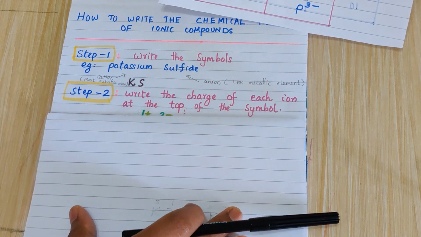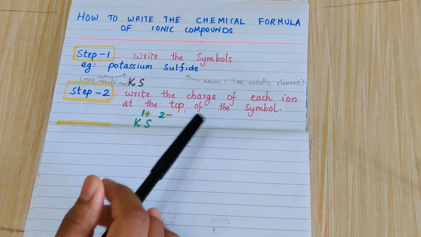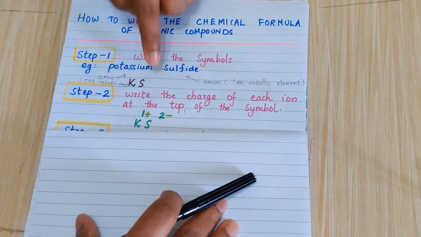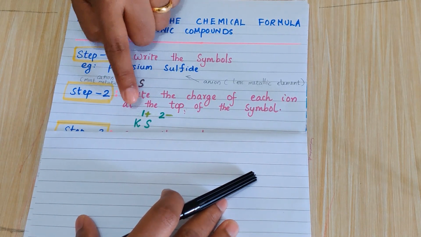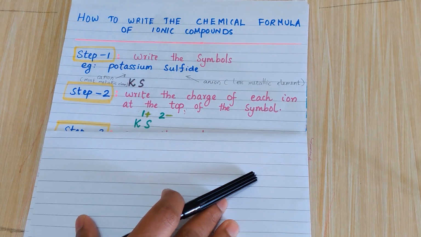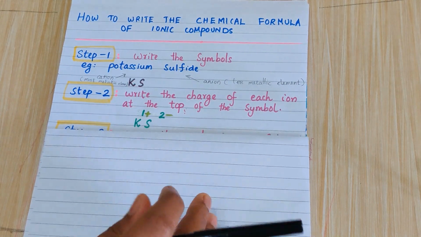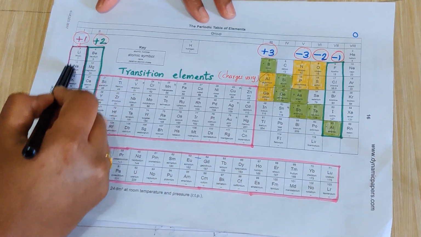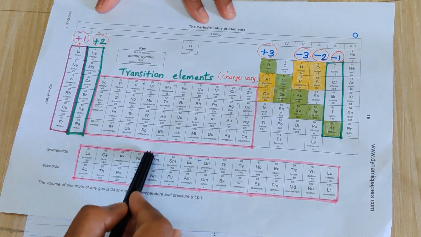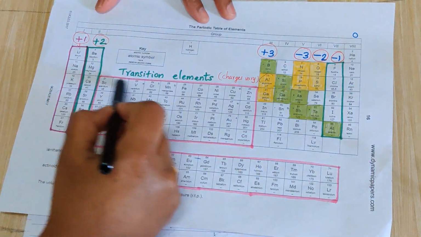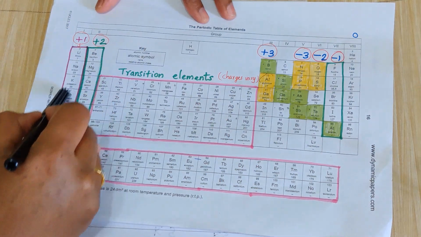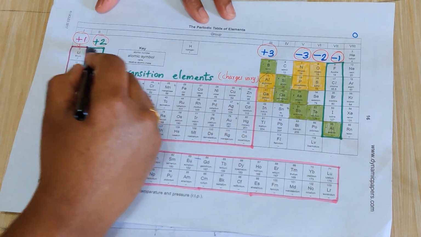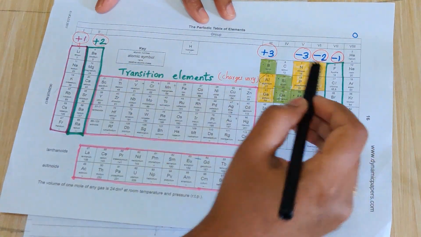In the second step, we have to write the charge of the ion at the top of the symbol. Above potassium we write the charge of potassium. From where do we get the charges? We get the charges from the periodic table. In the periodic table, you can see many vertical columns and horizontal rows. The vertical columns are called groups. We have 18 groups, and the horizontal rows are called periods.